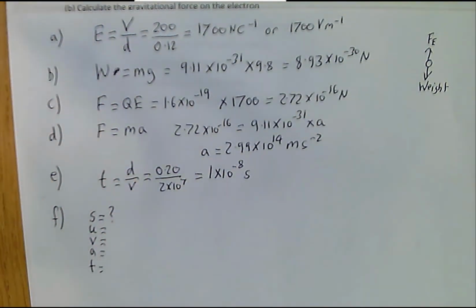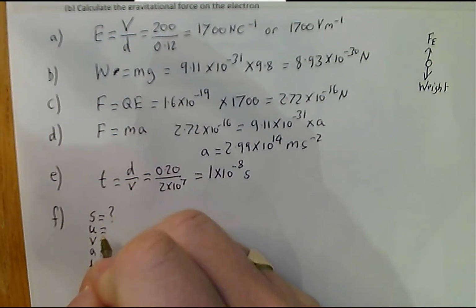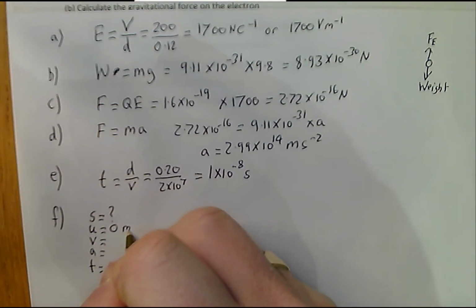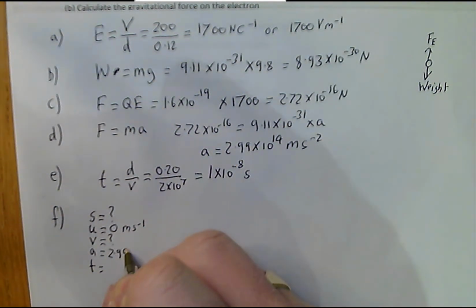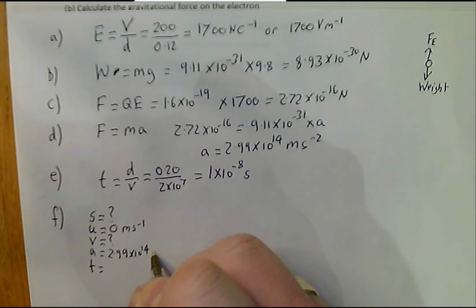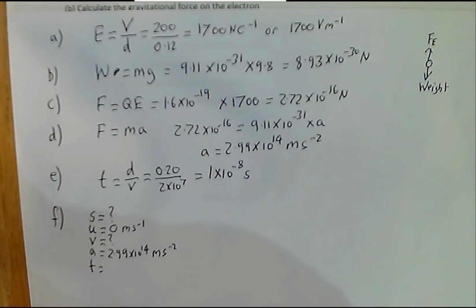U is its initial velocity, but it's an initial velocity vertically. So that will be 0 meters per second. We don't know how fast it's going vertically afterwards. We do know that it's accelerating at 2.99 times 10 to the 14 meters per second squared. And we've just worked out that the time is 1 times 10 to the minus 8 seconds for it to pass through those parallel plates that are 20 centimeters long.